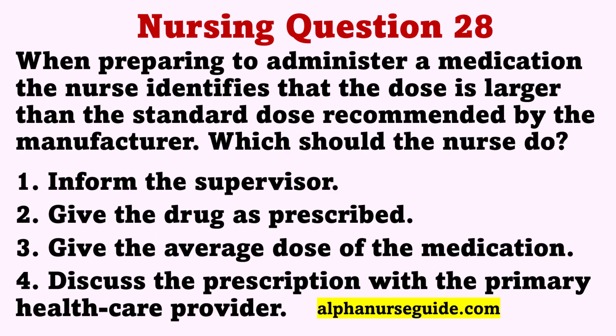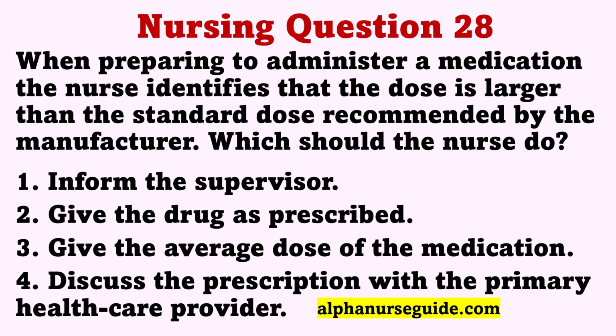When preparing to administer a medication, the nurse identifies that the dose is larger than the standard dose recommended by the manufacturer. Which should the nurse do? 1. Inform the supervisor. 2. Give the drug as prescribed. 3. Give the average dose of the medication. 4. Discuss the prescription with the primary healthcare provider. The correct answer is 4.